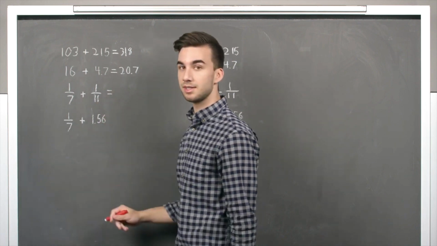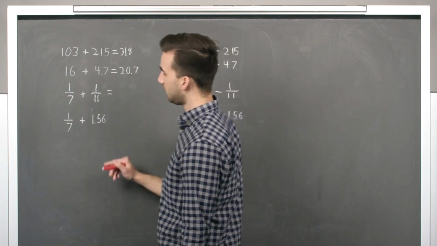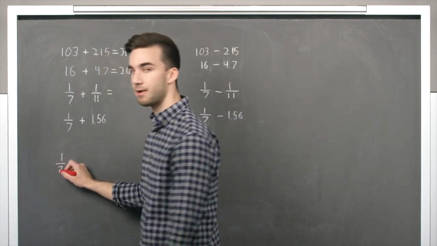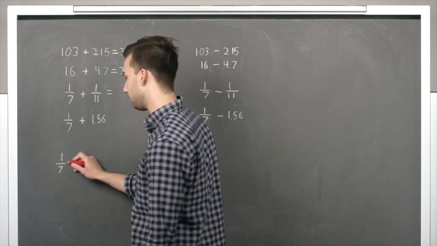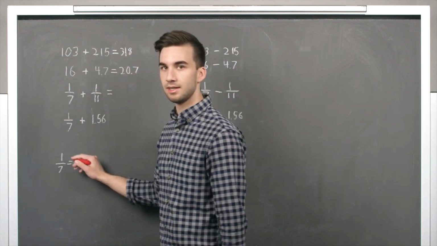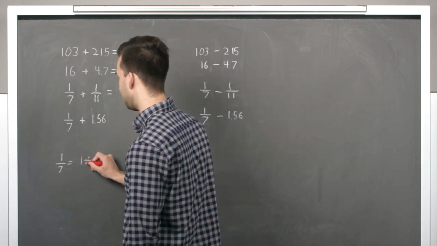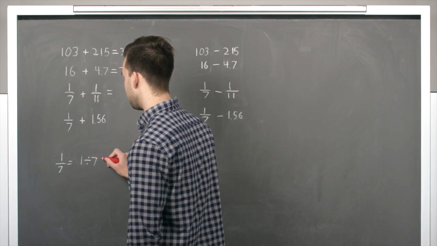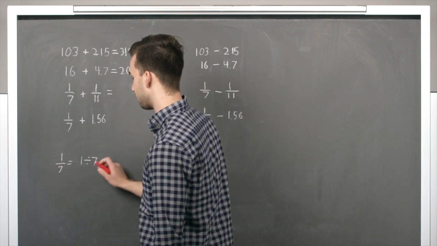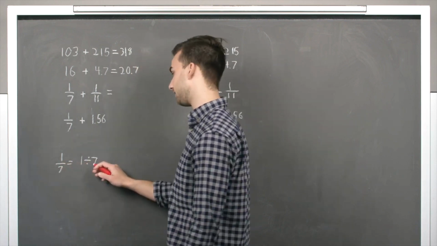Now for fractions, when we're doing fractions in our calculator, it's important to understand that the fraction bar is the same as saying divided by. So in our calculator, we can type this in as 1 divided by 7. And that will give us the same numerical answer as the fraction. The fraction bar, once again, is the same thing as the division symbol.